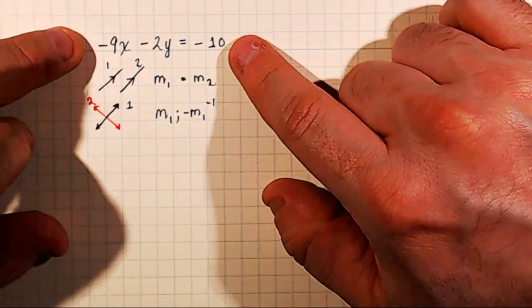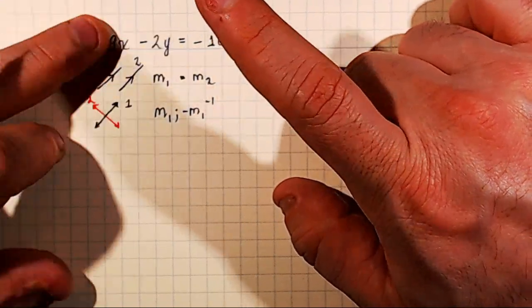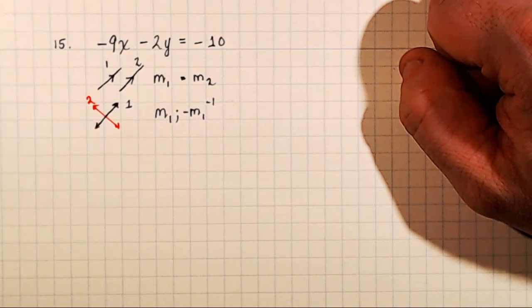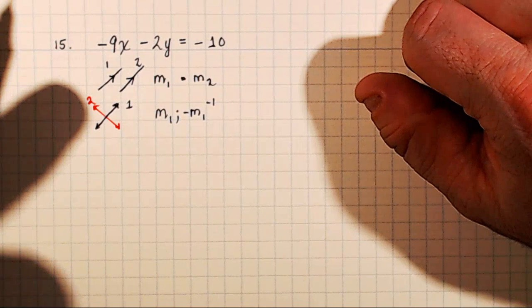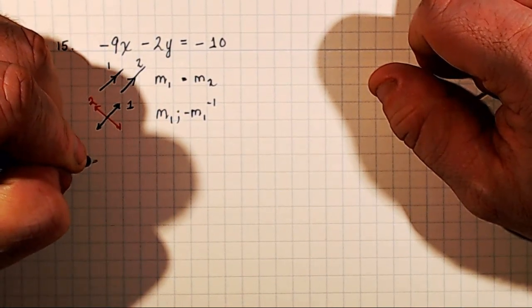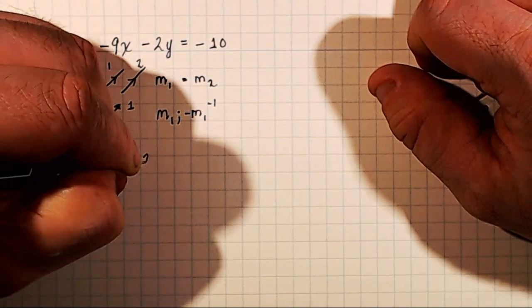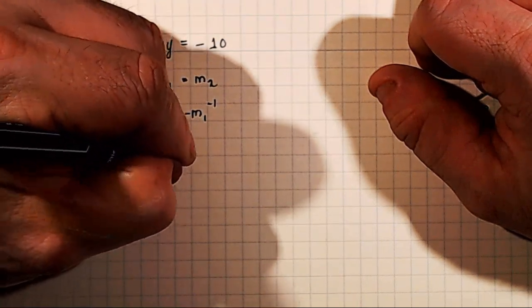So all we have to do with this problem on number 15 is just find the slope of this equation, and we'll already have the slope of any line that's parallel to it. Doesn't matter what the y-intercept is. So basically I just need to solve this for y. So let me write it again. Negative 9x minus 2y equals negative 10.